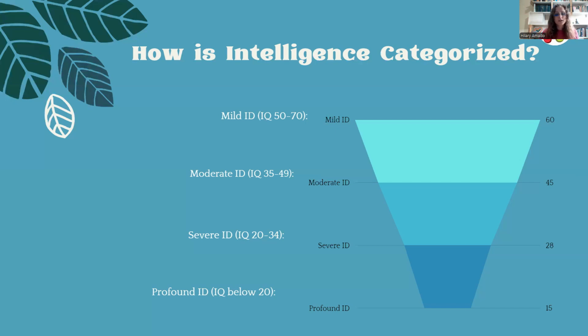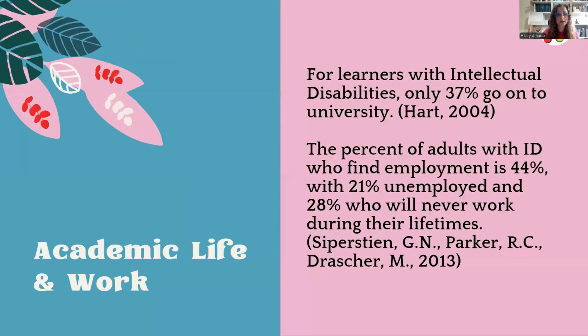For severe intellectual disabilities, we're going to see IQ points between 20 and 34 points. Individuals with severe ID may have limited communication skills and require significant support with most daily activities. For profound ID, we're going to find an IQ of below 20. People with profound intellectual disabilities have very limited verbal communication and require constant care for all daily needs.